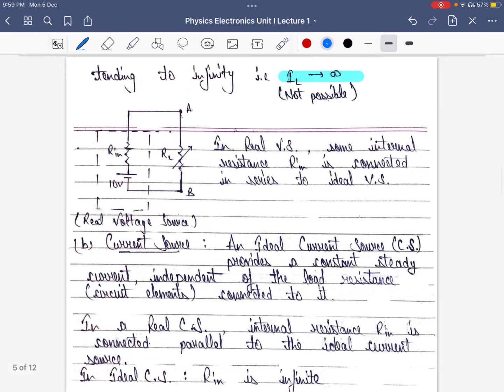What happens in reality is that every electric source has an internal resistance. In the case of real voltage source, internal resistance is connected in series to the ideal voltage source, as shown in the diagram below. The internal resistance is in series with the ideal voltage source.